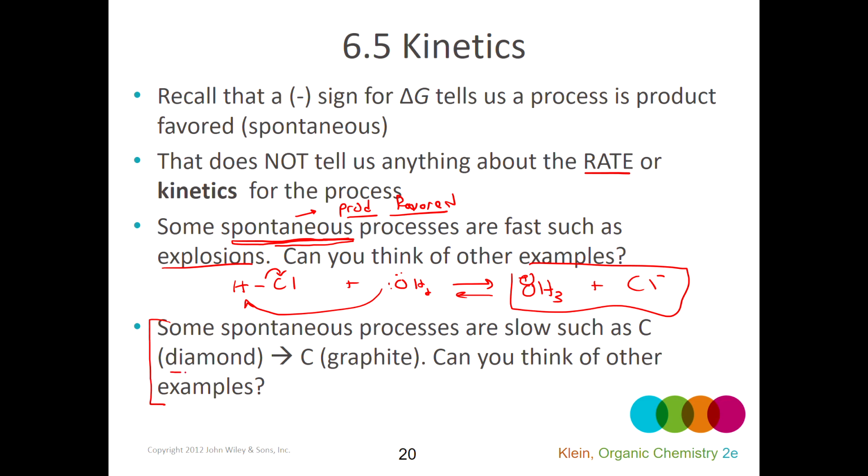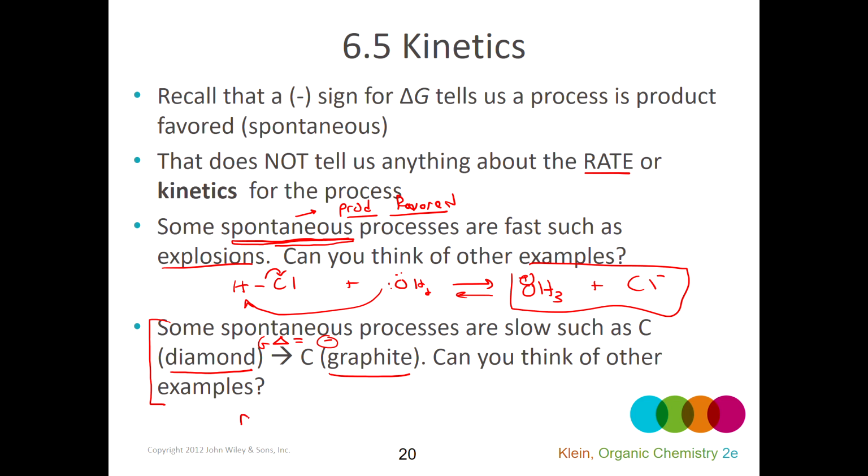If you have any diamond jewelry, at the moment, it's in the process of being converted into graphite. The value for delta G in going from diamond to graphite is negative. It's happening spontaneously. Luckily for you, the rate of that reaction is very slow. The rate at which carbon diamond is converted into carbon graphite happens on the order of millions of years, so you don't have to worry about your diamond disappearing and turning into graphite at any time soon. But it is happening because the graphite has a lower free energy than the diamond.